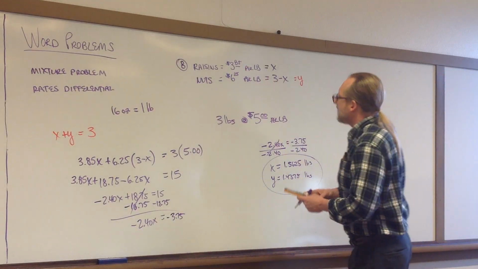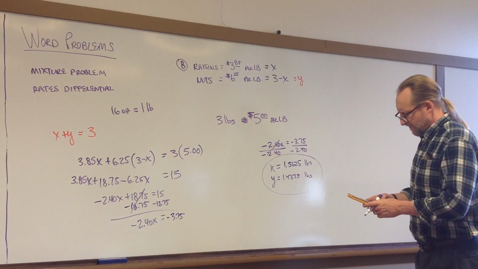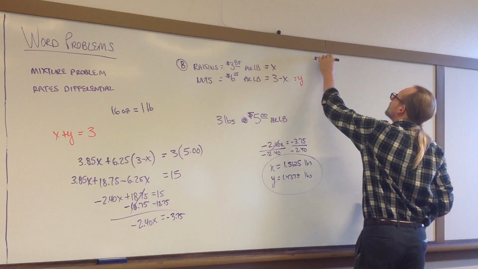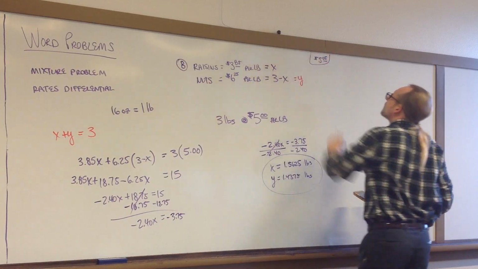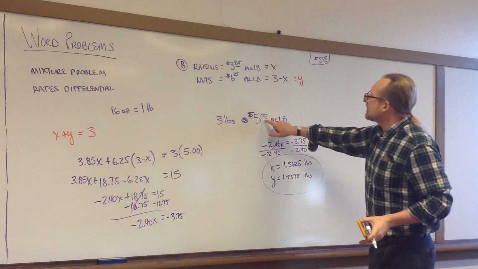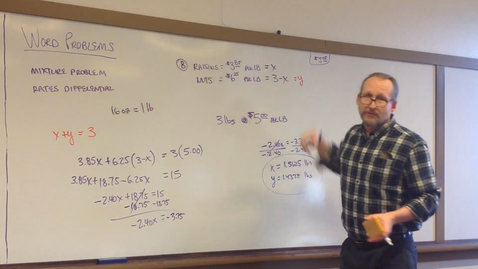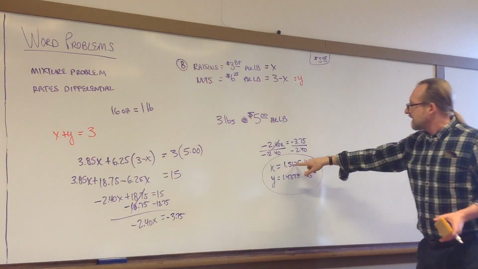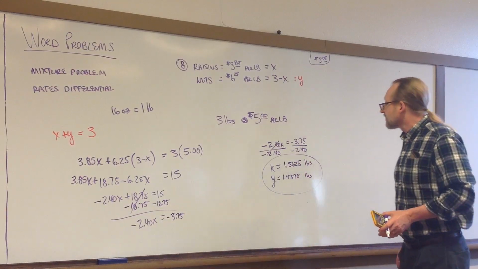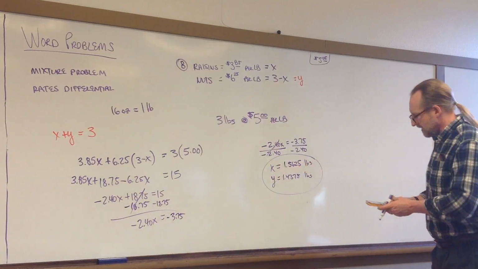I always like to find the average here: 3.85 plus 6.25 divided by 2, so 5.05. So if we used equal amounts of each, the cost would be $5.05 per pound. So this is just a little bit cheaper. That means we're going to need a little bit more of the raisins. And that's what we did get: 1.5625 versus 1.4375. Now, to translate this into ounces, multiply this by 16.